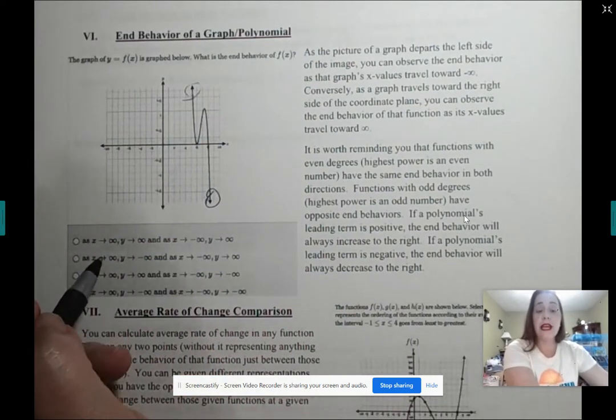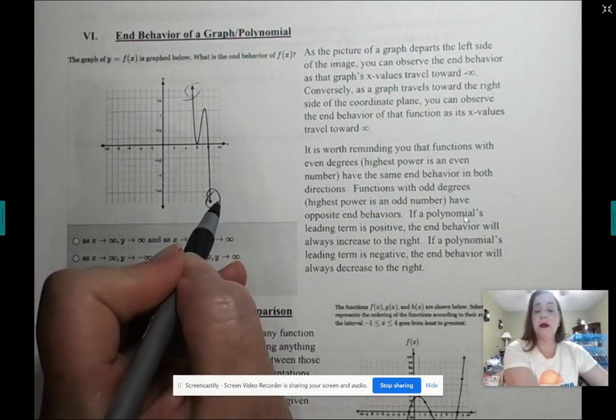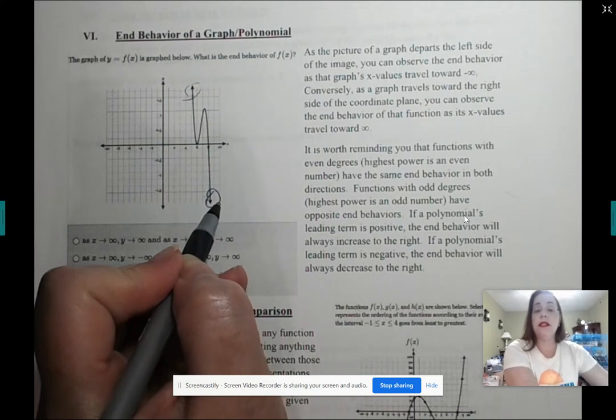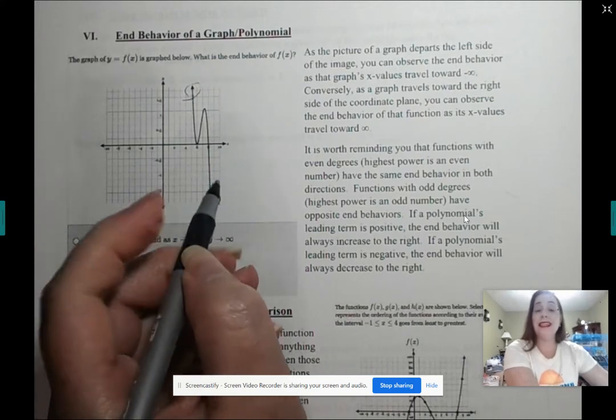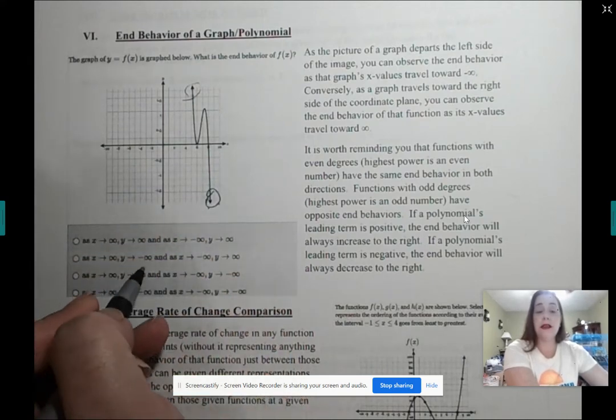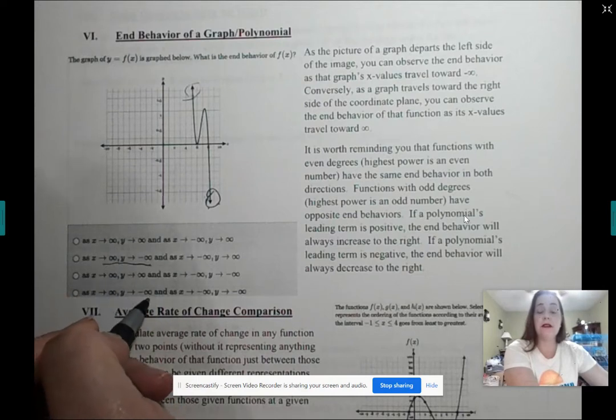So if we look at this, the first of all of these say as x is going towards infinity, so this is where x is going towards infinity. What's happening to the y values? They're going down. So I need to pick something that shows this phrase.